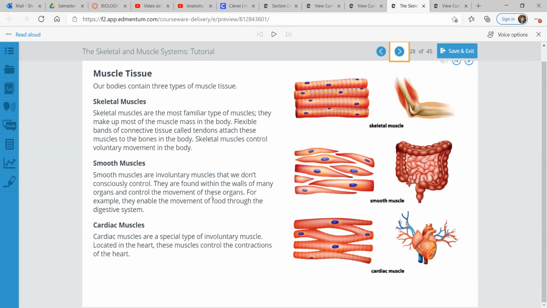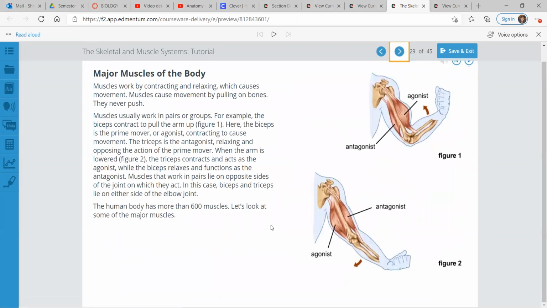Cardiac muscles are a special type of involuntary muscle located in the heart, hence the cardiac. These muscles control the contractions of the heart, and those look like this. Major muscles of the body.